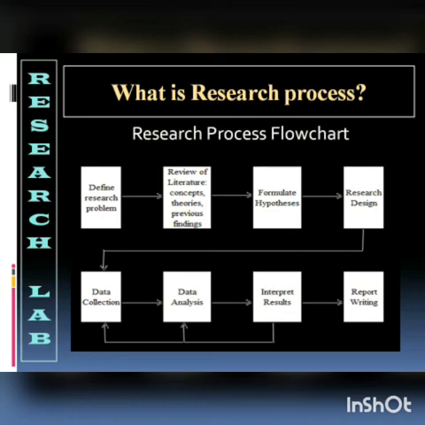Then the researcher has to design the research design. Then she has to do the data collection and then data analysis and then interpret the results, and finally she has to report through writing. This is the research process flowchart where a researcher can find it easy to adapt and also execute his research process.